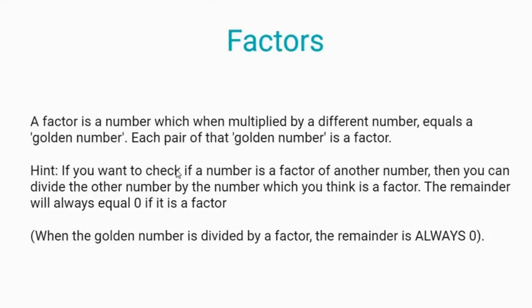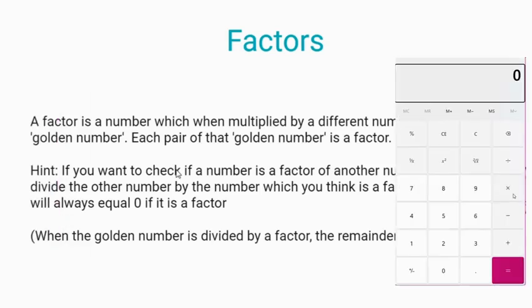If you want to check if a number is a factor of your golden number, then divide the golden number by the factor. The remainder is always 0, and the quotient is always a whole number. If you don't know what a quotient is, it's when you divide something and you get your answer. This is the quotient, and the quotient is a whole number, so that means 4 is a factor of 8.